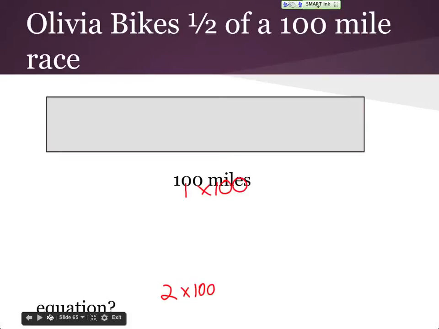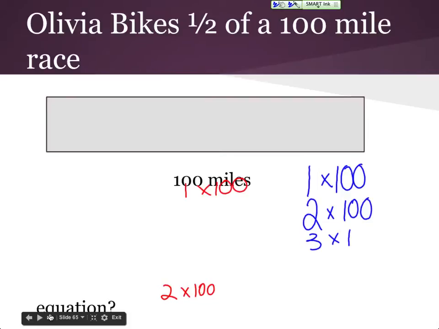Okay, look up here, guys. The first one, she traveled 1 100-mile race. The second one, she traveled 2 100-mile races. If she did 3 100-mile races, it would be 3 100-mile races. But she traveled what? 1 half. Half. So she traveled, what goes here? Noah.